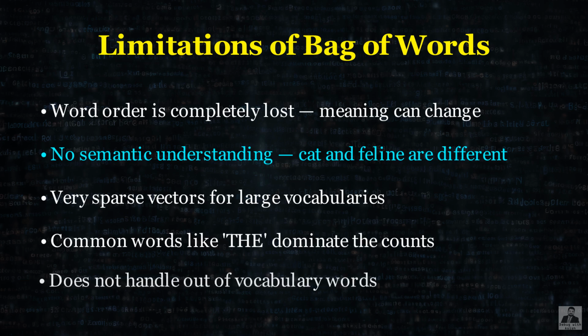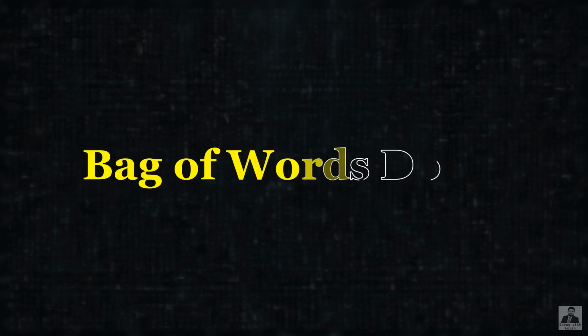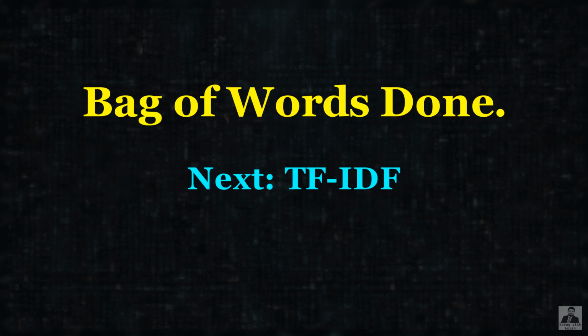These limitations are why term frequency, inverse document frequency, and word embeddings were developed, which we cover in the next episodes. You now understand bag of words, how to build a vocabulary, create count vectors manually, and use CountVectorizer from scikit-learn. You also know its limitations. In the next episode, we cover TF-IDF, which fixes the problem of common words dominating the counts by weighting words by how unique they are across documents.